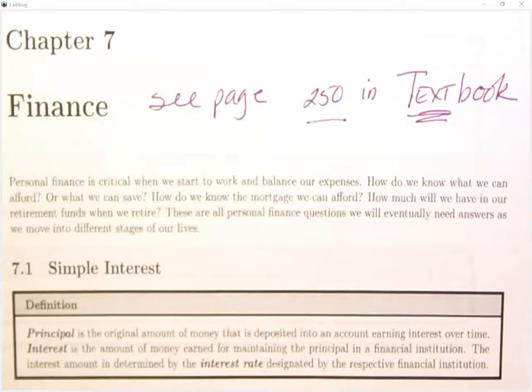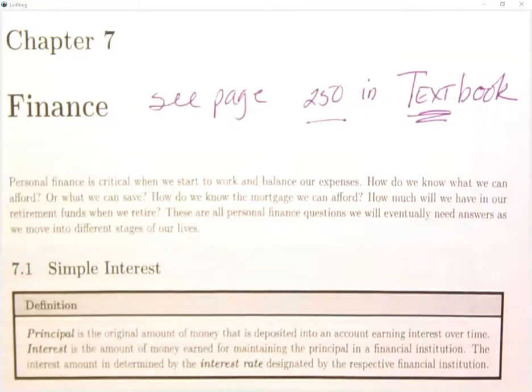Okay, so on this first page of section 7.1, that's page 75 in your workbook, we have an explanation about how personal finance is critical when we start to balance our expenses. We need to know what we can afford, what we can save. Simple interest is something that you can just figure out really quickly. Just take the rate as a decimal times the amount of money and you'll figure out the interest.